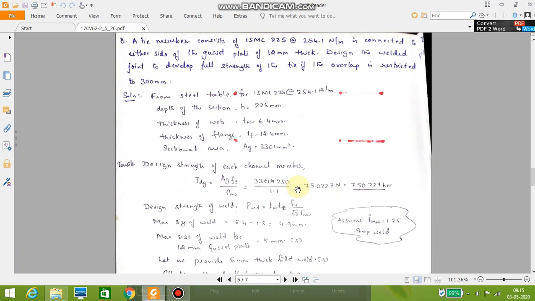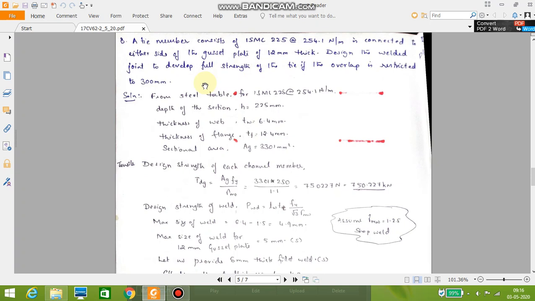A tie member consists of ISMC 225 at 254.1 Newton per meter, connected to either side of the gusset plate of 12 mm thick. Design the welded plate joint to develop full strength of the tie if the overlap is restricted to 300 mm.